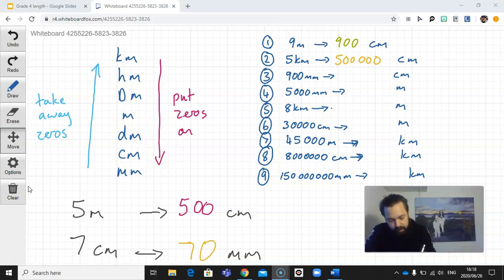Having a look at the next one, we're going from millimeters to centimeters. So that's going up. It's one jump. We're going to take away 1 zero. So 900 millimeters is equal to 90 centimeters.